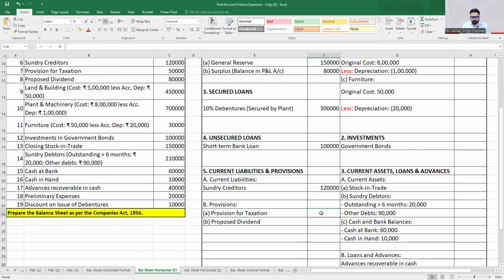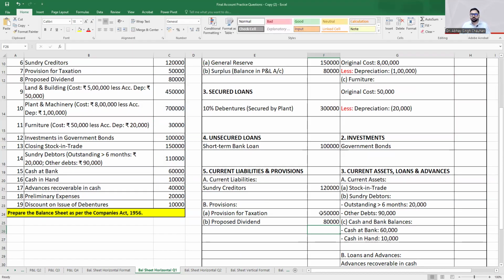So we'll go to the provision for taxation, right? Mark equals to over here and then go to the respective value tab and press enter. And we'll get the value. Same for the proposed dividend. For proposed dividend, again, we'll go to the respective value, 80,000, and we got the value, right?